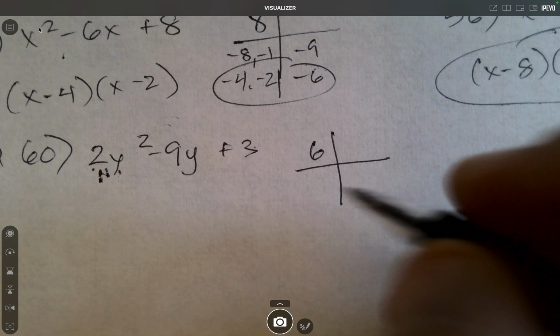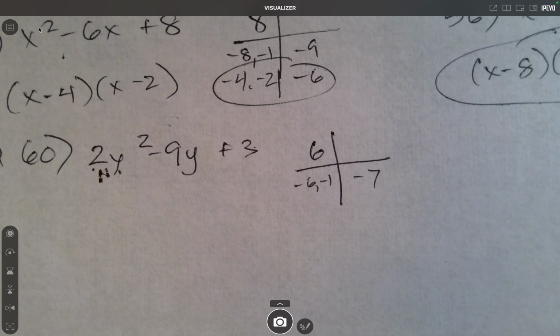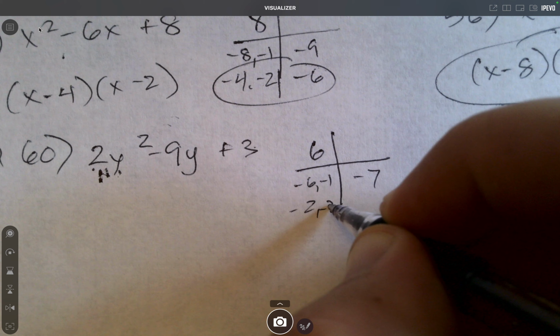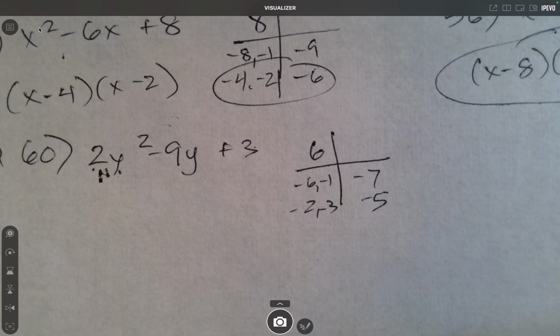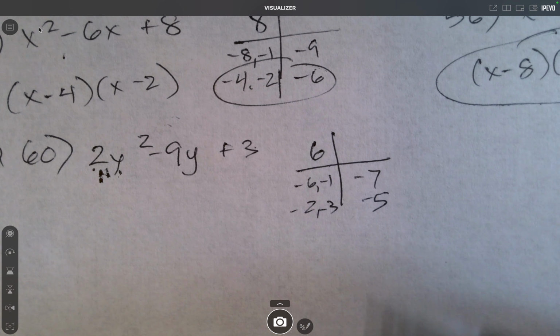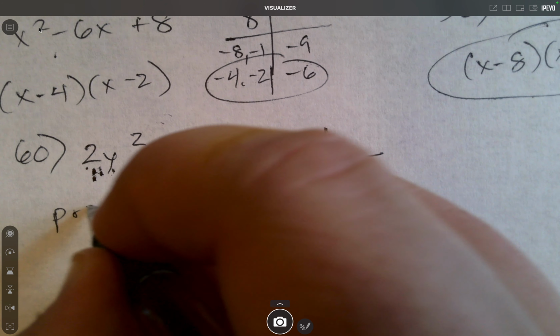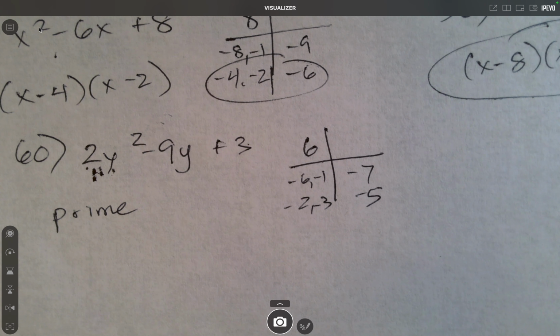So we need them both to be negative. So negative 6, negative 1 gives us negative 7. Negative 2, negative 3 gives us negative 5. Huh. So nothing that multiplies to positive 6 adds up to negative 9. So that means this is prime or not factorable. You can write whichever one you prefer. Prime or not factorable.